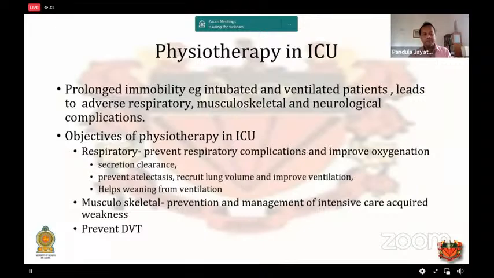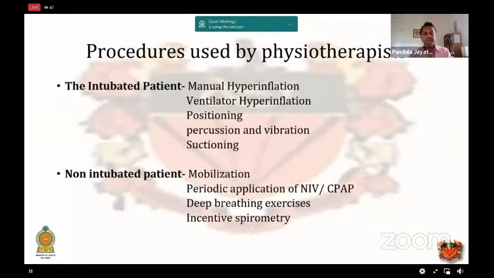And also musculoskeletal physiotherapy will prevent intensive care acquired weakness, neuropathy, myopathy, and also deep vein thrombosis. So we have certain procedures used by the physiotherapists. In an intubated patient, we use manual hyperinflation, ventilator hyperinflation, positioning, percussion, and vibration. You might see in the intensive care unit how the physiotherapists do these methods.